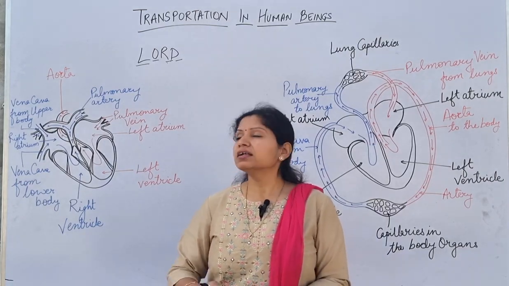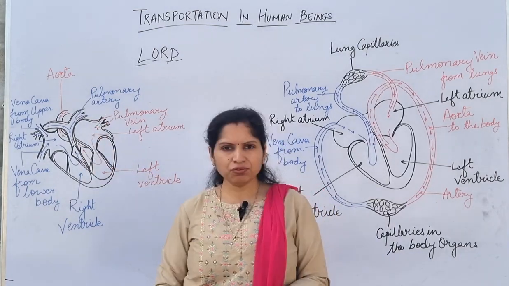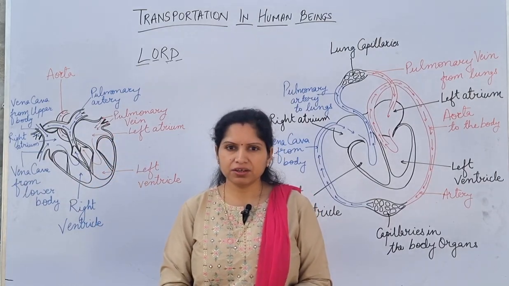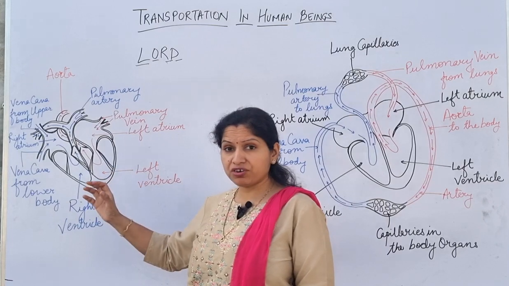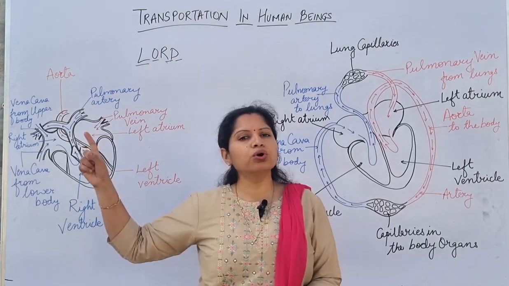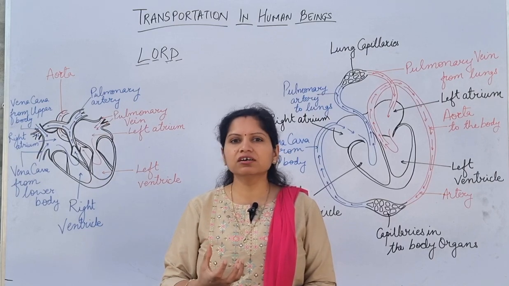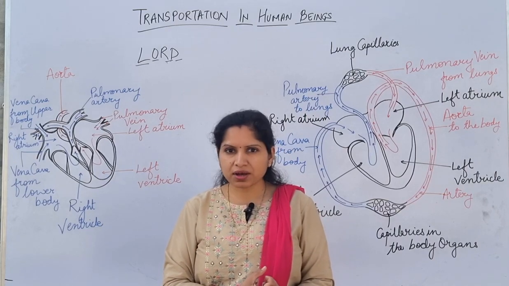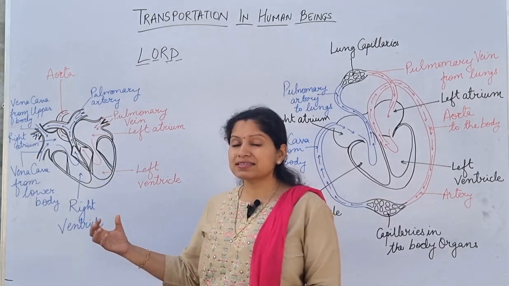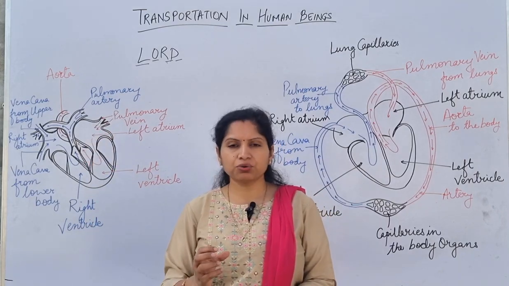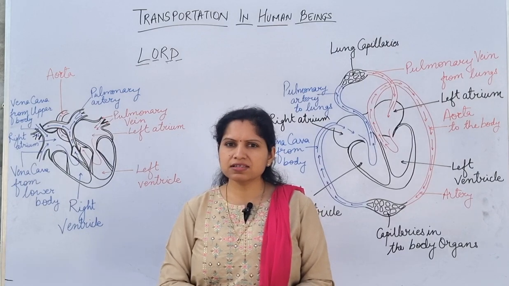Apart from that, the atria only have to push the blood to the ventricles just below them. But the ventricle, especially the left ventricle, has to push the blood to the whole body. So the left ventricular muscles need to be really strong, and that is why the left ventricle has the thickest muscles, and both the atria have thin muscle walls.